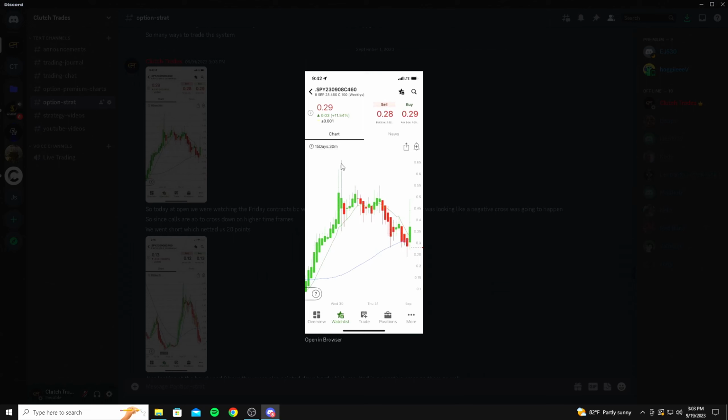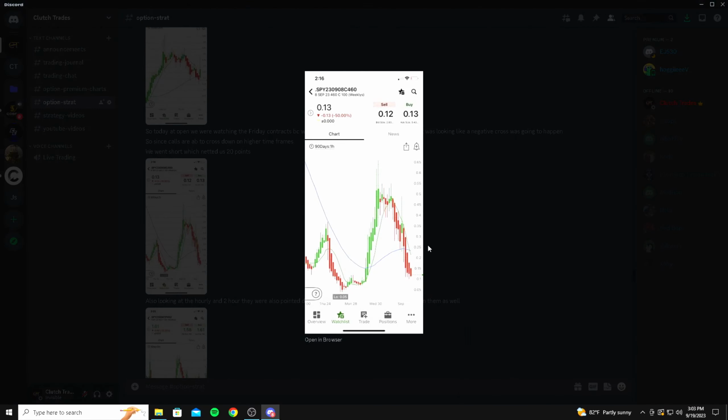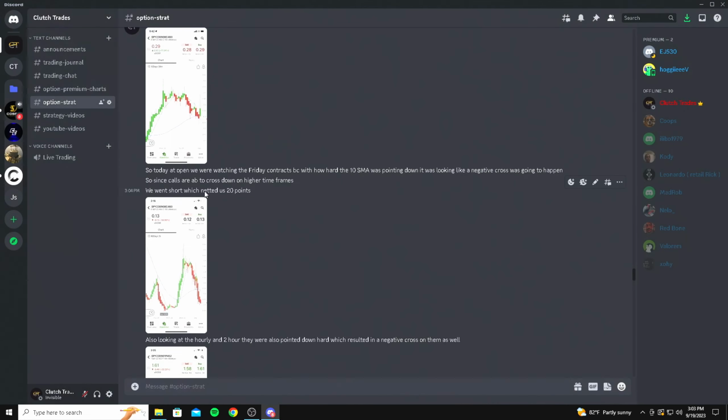So this is on the 30-minute time frame for the 460 calls, with the 10 SMA pointing straight down, and this was going to cross down. And I said, so today we're watching the Friday contracts because with how hard the 10 SMA is pointing down, it was looking like a negative cross was going to happen. So since calls were about to cross down on higher time frames, we went short, which netted us 20 plus points. So this is the same contract, just on the hourly, and these things went 0.30 to 1.3.